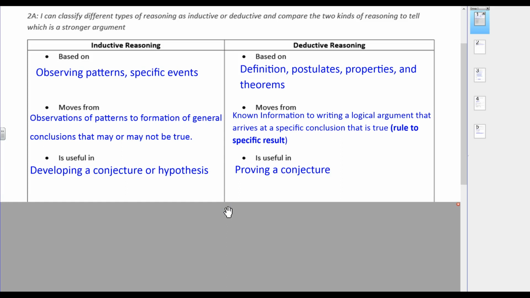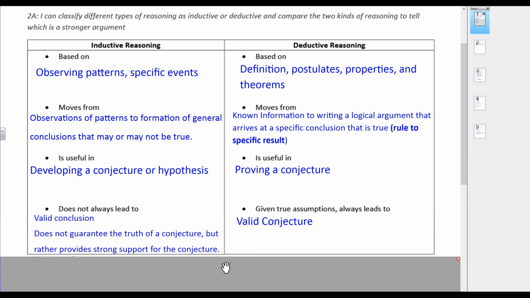Inductive reasoning is most useful in developing a conjecture or a hypothesis. So a lot of the times when you're in a science class and you're writing a hypothesis about something, you're basing that on some things that you have seen and are trying to reach a broader conclusion. Whereas deductive reasoning is more useful in proving something to be true always.